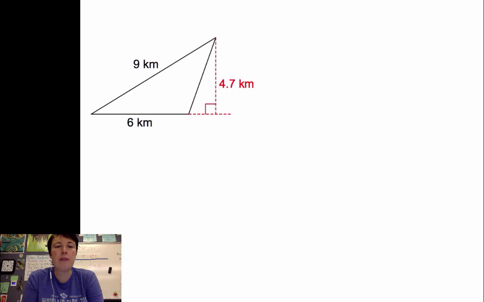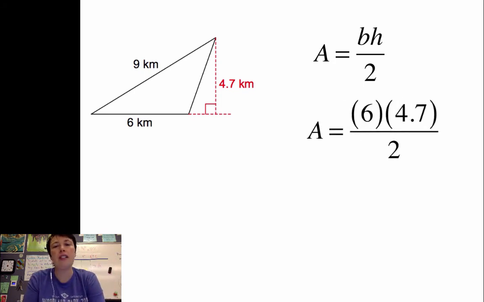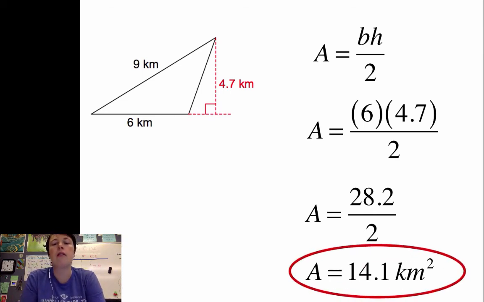Okay, let's look at the next one. So the next one, base times height divided by 2. Here's our formula. The base is the 6 at the bottom, and the height is the 4.7, the dotted line. So 6 times 4.7, when you multiply that, is 28.2. And when you divide by 2, that's 14.1. So the answer is 14.1 kilometers squared. Don't forget the kilometers squared, the little km with the squared power. So 14.1 kilometers squared.